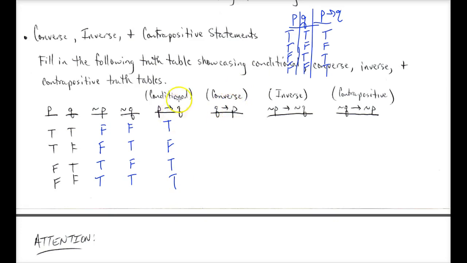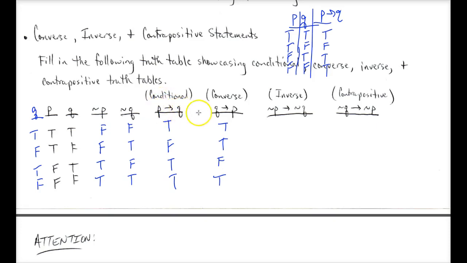Now, to do the converse, we switch these 2 around. And so again, like we did before, we can just copy our Q column to the left of P and then read it that way. And so we know that for the conditional statement, true and true is true. We know false and true is true. We know true and false is the only time where it's false. And we know that false and false is going to be true.